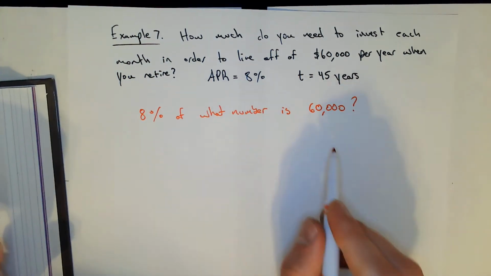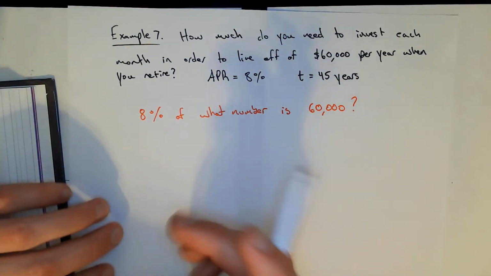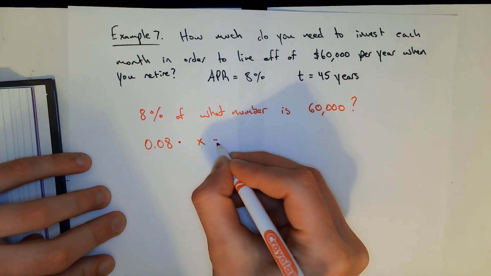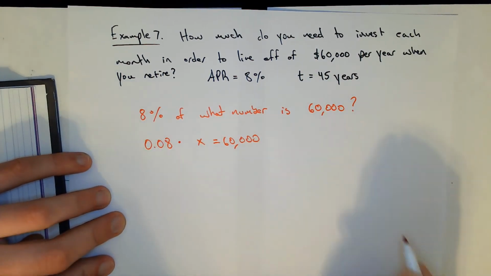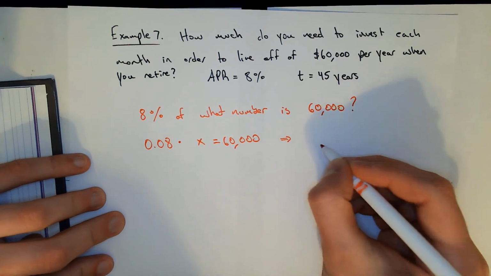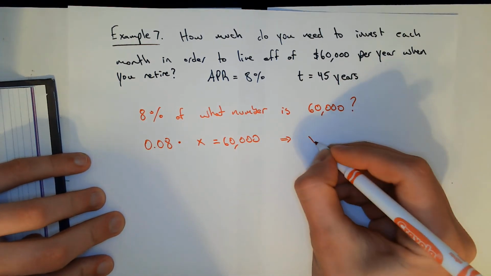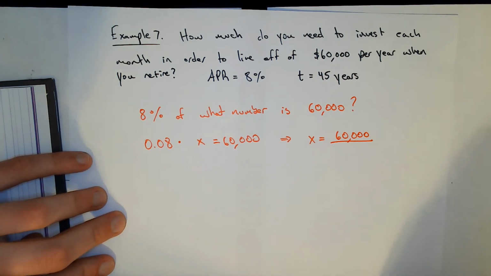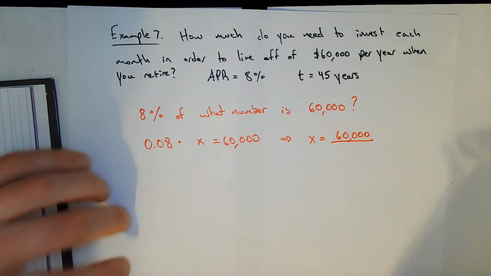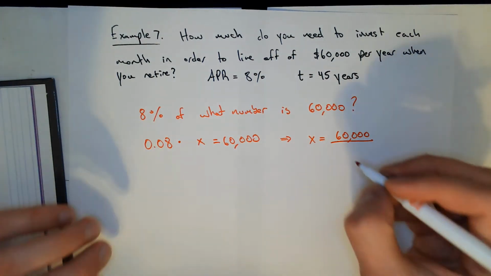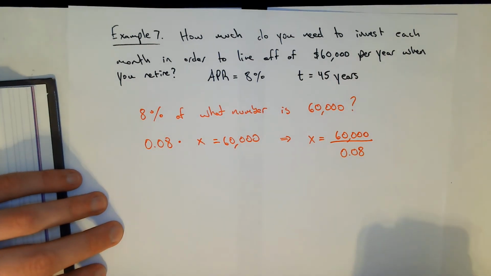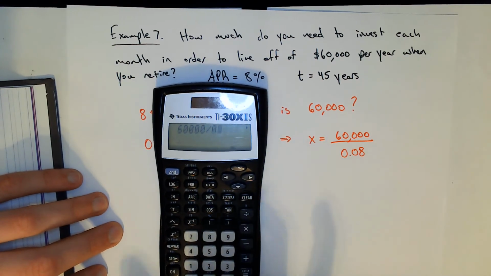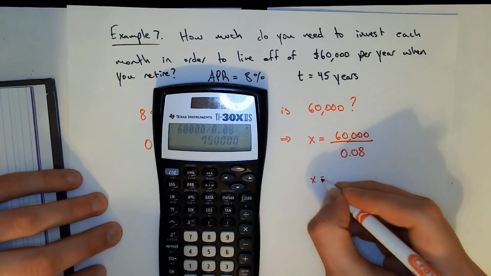So what 8% of what number is 60,000? How do we set this up? Remember, this is 0.08 times some number x is 60,000. It's like a percent problem, right? So we're going to solve this by dividing by 0.08 on both sides. This is from chapter 4, right? Chapter 4 is where we talked about percents, wasn't it? Or was it chapter 5? Yeah, I think it was chapter 4. So I'll just pop 60,000 divided by 0.08 into the calculator. Aha. That seems about right.